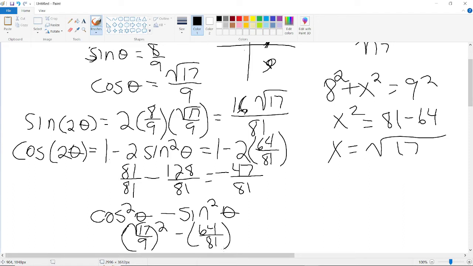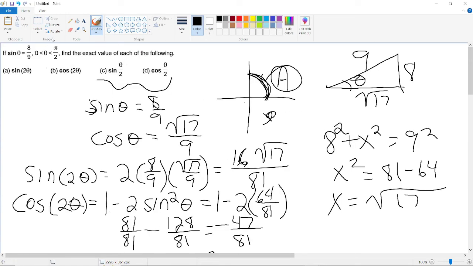Okay, and 17, square root of 17 squared is just 17 over 81 minus 64 over 81. And that's negative 47 over 81. So see, same answer, even if we use a different one of the cosine formulas. So just wanted to show that. Okay, I think I have enough room. Let me put these down here so I don't forget them.